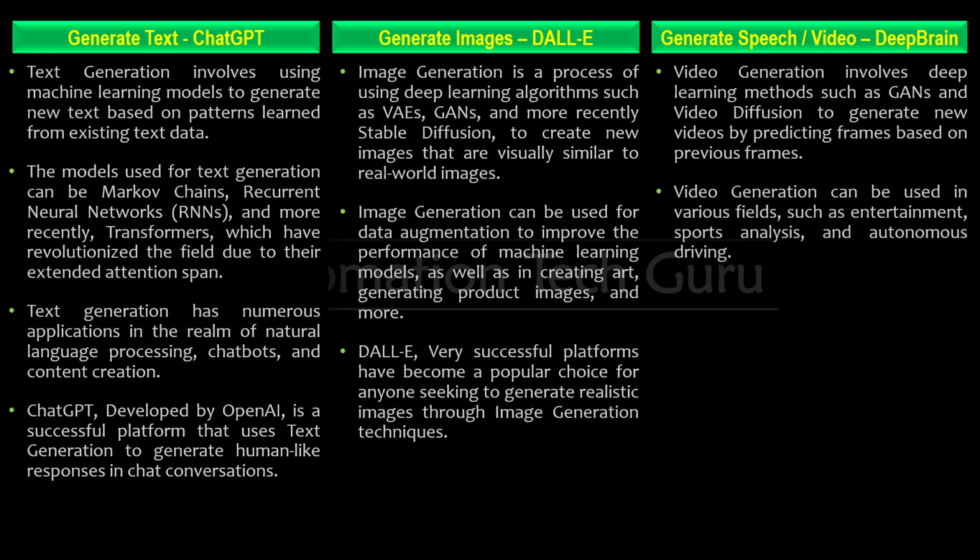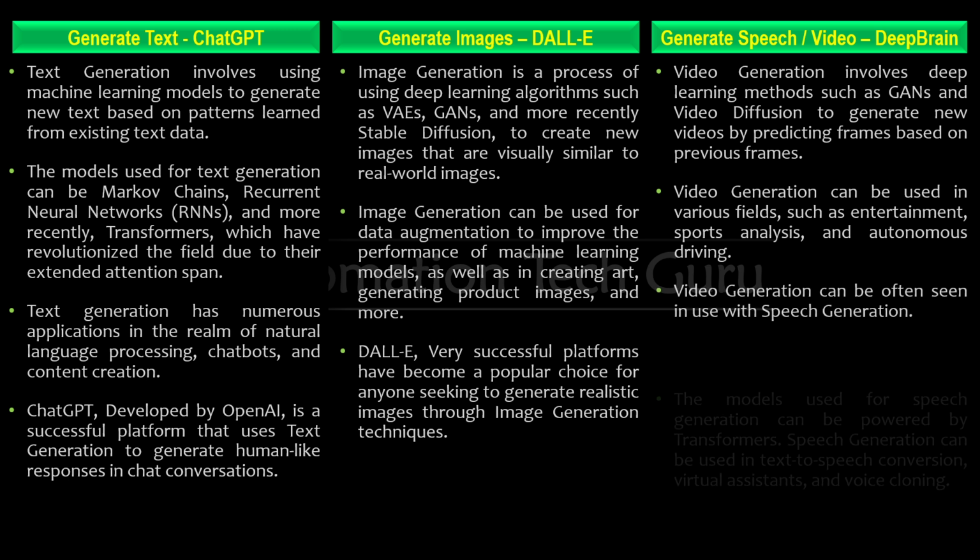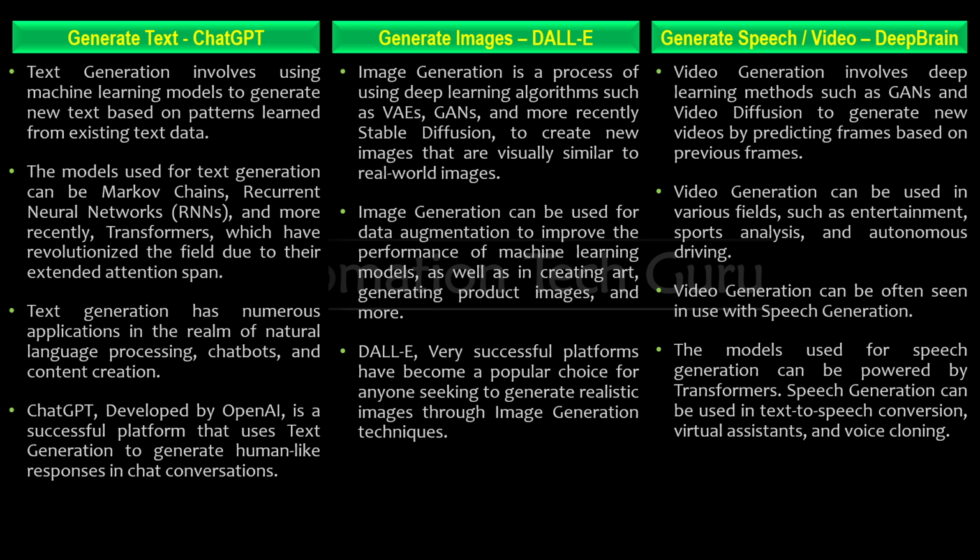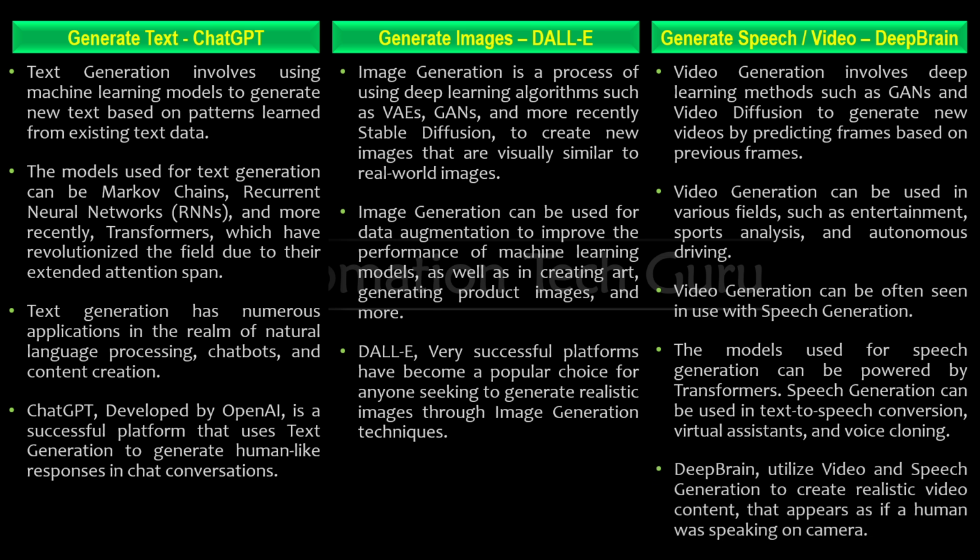Video generation can be used in various fields such as entertainment, sports analysis, and autonomous driving. Video generation is often seen in use with speech generation. The model used for speech generation can be powered by a transformer. Speech generation can be used in text-to-speech conversion, virtual assistants, and voice cloning. DeepBrain utilizes video and speech generation to create realistic video content that appears as if a human was speaking on camera.